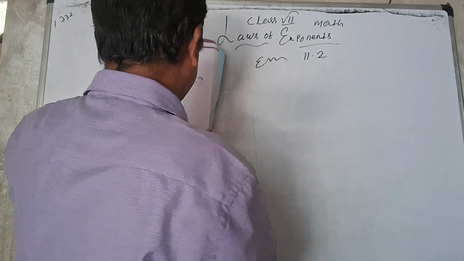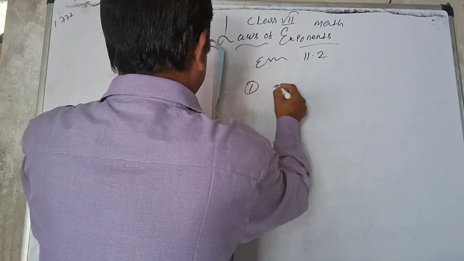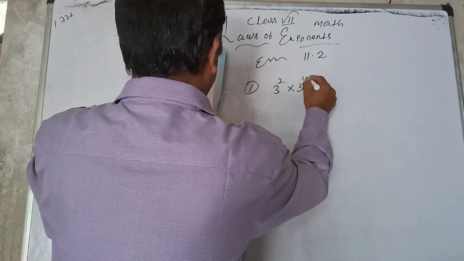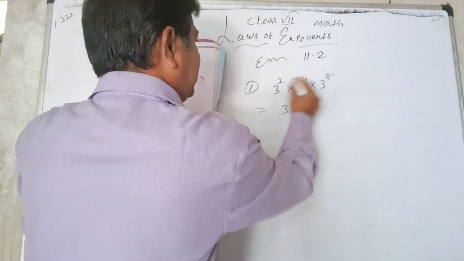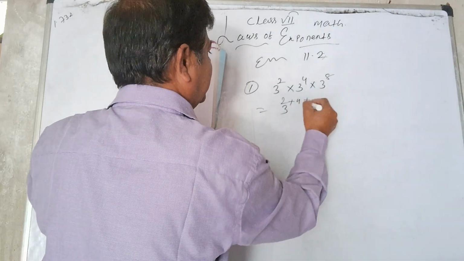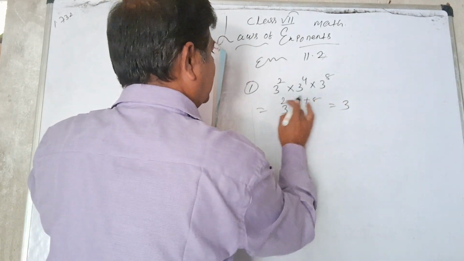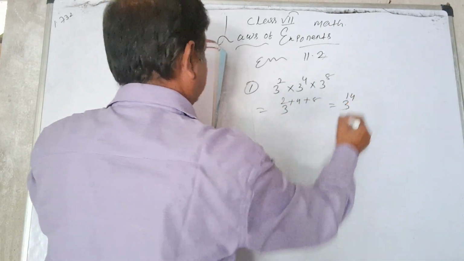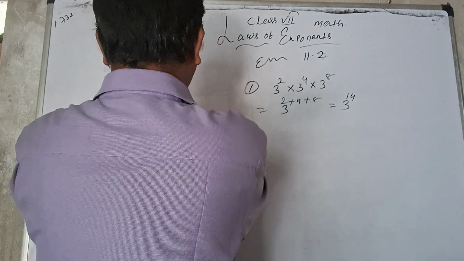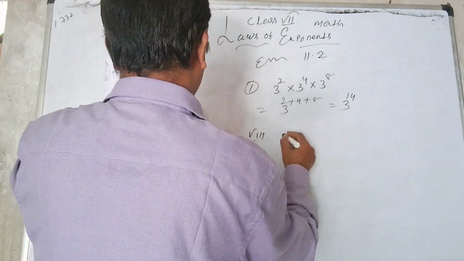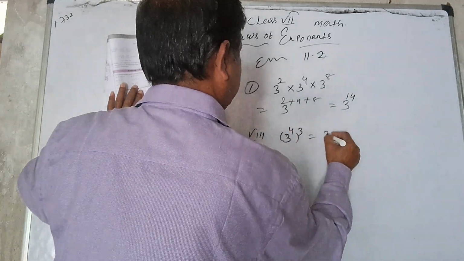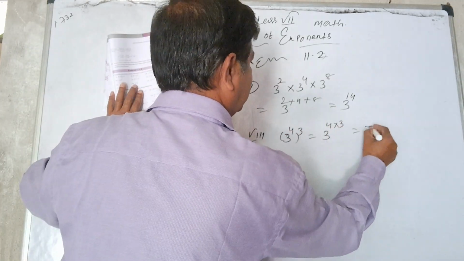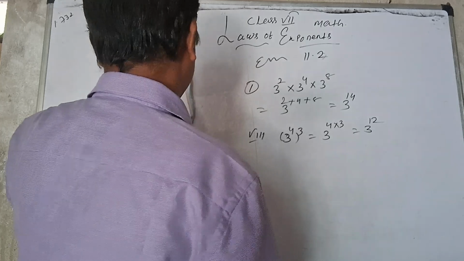Using the laws of exponents. Number 1: 3 to the power 2, 3 to the power 4, 3 to the power 8. The base remains the same, and the powers add: 2 plus 4 plus 8. 3 to the power 2 plus 4 is 6, plus 8 is 14. Similarly, 3 to the power 4 whole to the power 3. The answer will be 3 to the power 4 into 3, which is 3 to the power 12. It is pretty easy also.